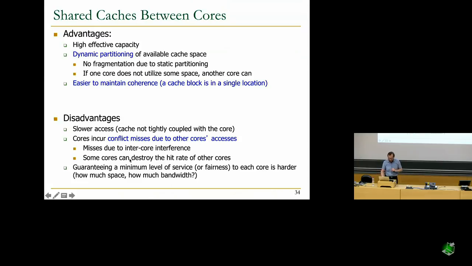Okay, so we've discussed also guaranteeing a minimal level of service to each core is now harder. How much space do you give? How much bandwidth of the cache do you give? There are many, many questions over here, which, again, we're not going to cover. That's the subject of an advanced computer architecture course.